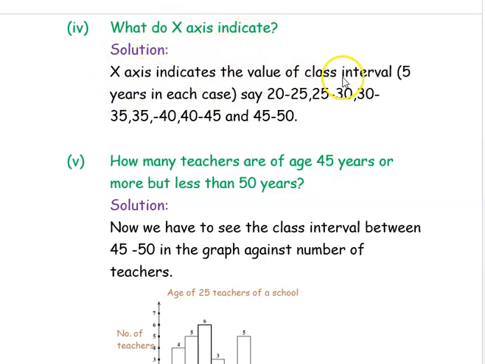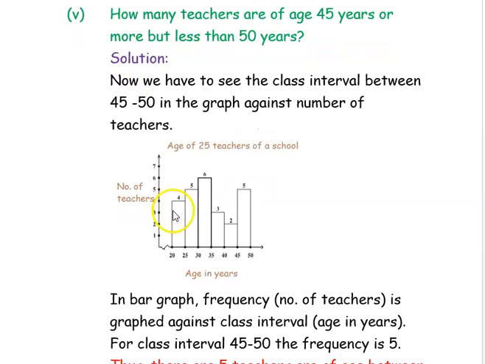What do x-axis indicate? So x-axis indicates the value of class interval, that is 5 years in each case, say 20 to 25, 25 to 30, 30 to 35, then 35 to 40, 40 to 45 and 45 to 50.